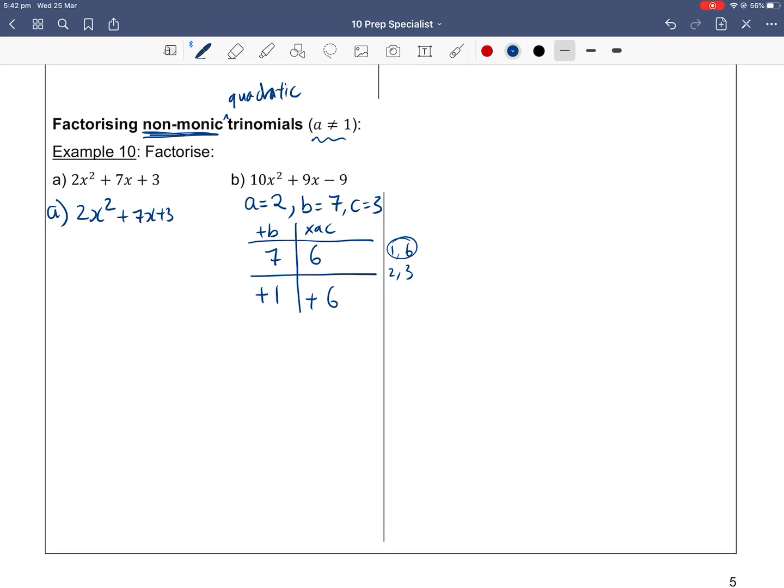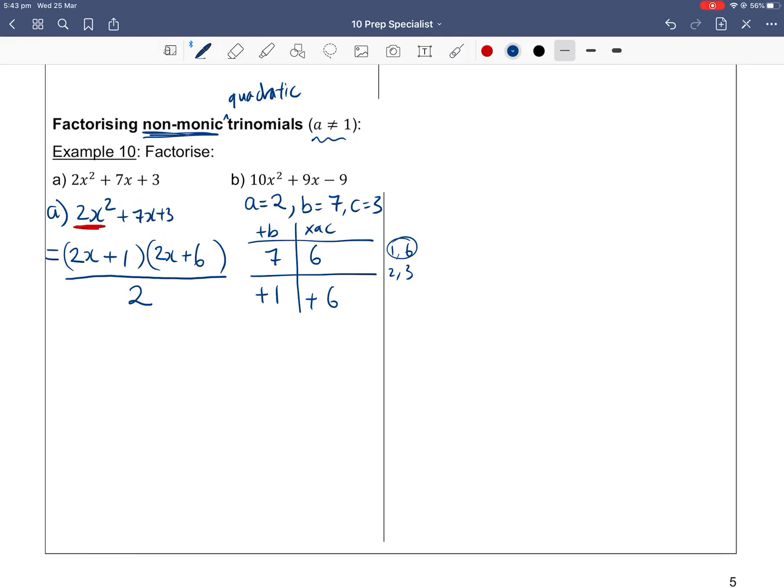Now, this is where the trick is. When we factorize monic quadratics, we just said bracket, bracket, x, x, and we put the two numbers in. Now the trick is, because we have a non-monic, the coefficient here is 2x squared, right? For the x squared, rather than just putting the x in the bracket, we have to put in 2x in both brackets, 2 because 2 was our coefficient. And we also have to divide the whole thing by the coefficient of x squared, which is 2. And then we do the same thing. We fill the inside of the bracket with our two magic numbers, +1, +6.